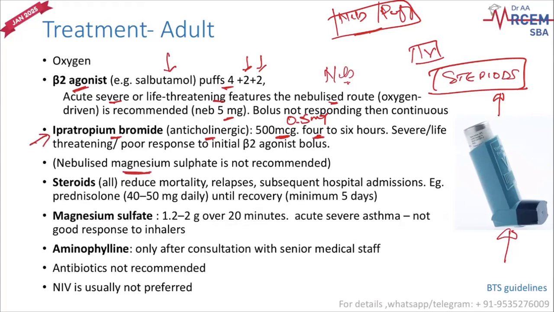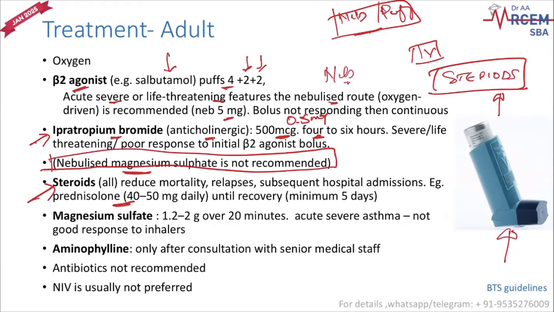There is no role of nebulized magnesium sulfate. Remember this, in adults, there is no role of giving magnesium sulfate. Steroids, everyone gets steroids. Whether you give intravenous steroids or oral steroids doesn't matter. Both have the same efficacy, both have the same effects. So usually we prefer giving prednisone. If he is able to take it orally, then give it orally.